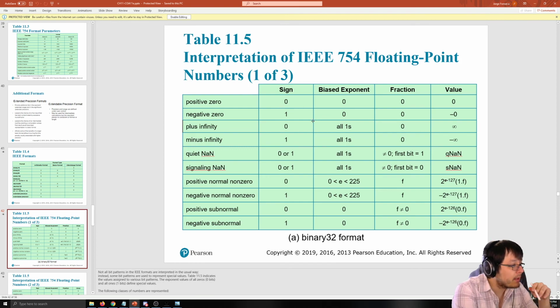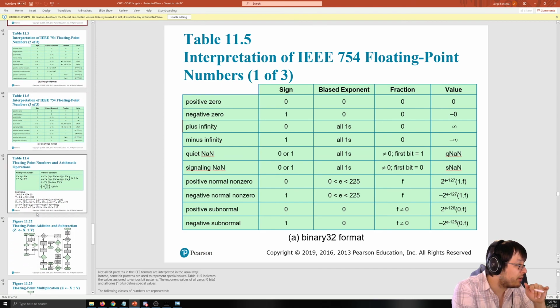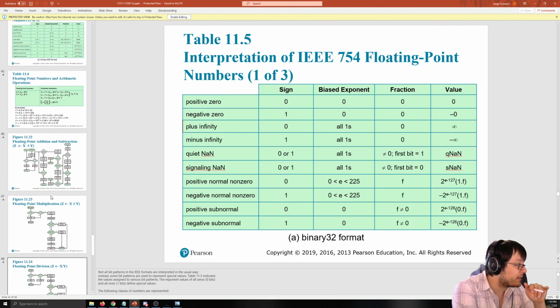So anyways, there's also another nice thing. You can store infinity per se, and what you do is you put all 1s in the biased exponent, and then you keep the sign as 0. Or I guess you do 0 for positive infinity, 1 for negative infinity, and then 0 in the fraction. And then there's some special ones as well for like not a number and whatnot. So yeah, it's just part of the standard, and so you can look at that on your own time.